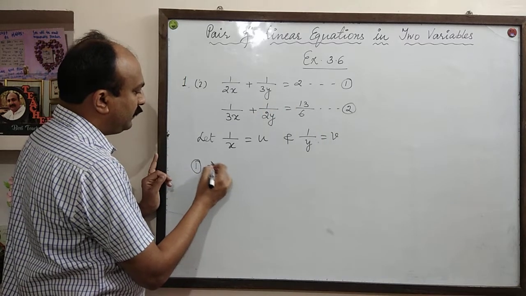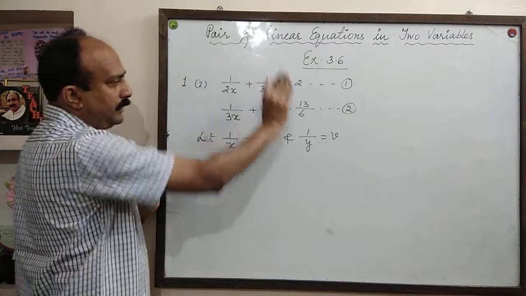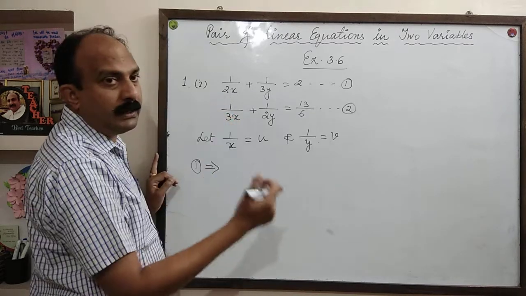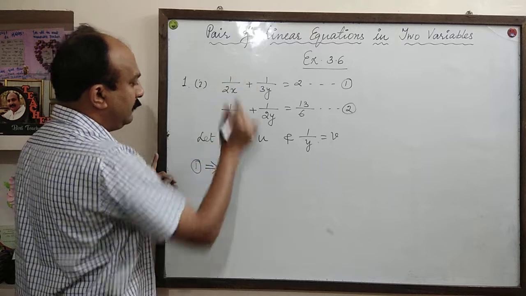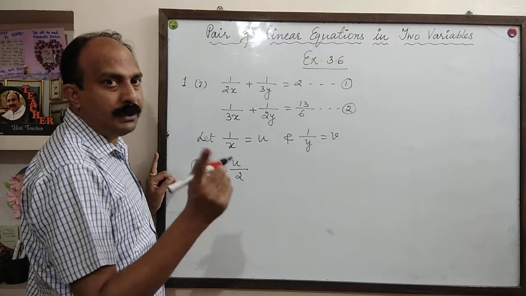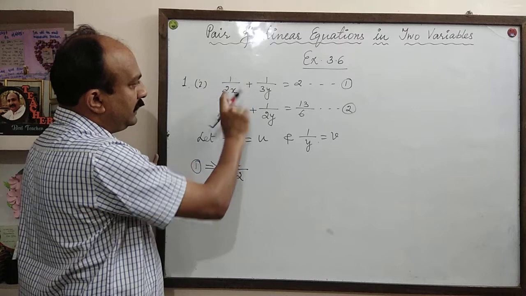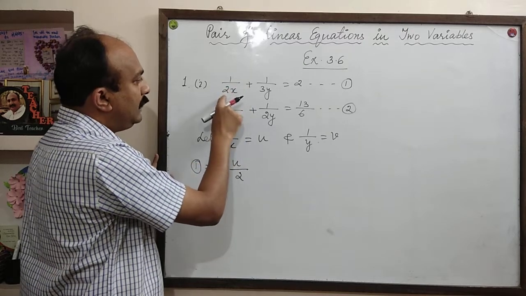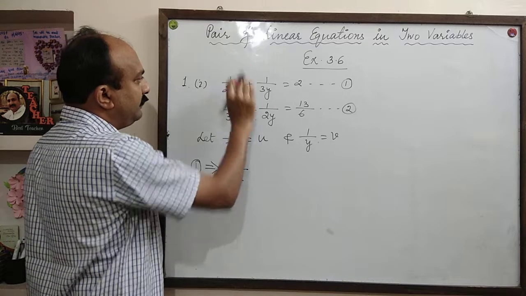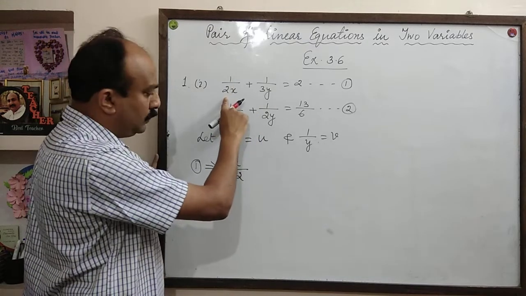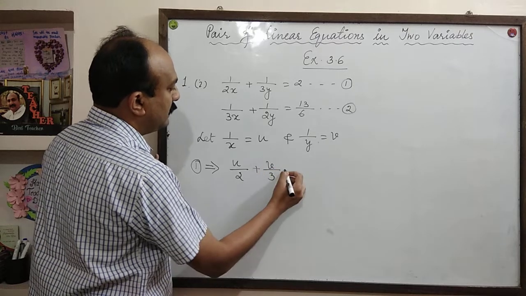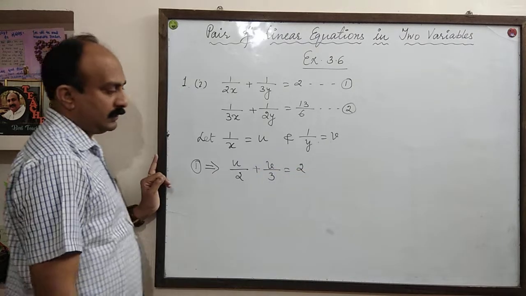Now equation 1 becomes: 1 upon x is removed, so what will be left out? 2 will be left out in the denominator, so it will become u upon 2. I hope you got it. Removing 1 upon x from this term, only 2 will be left in the denominator. So in place of 1 upon x, we will write u. So it will become u upon 2 plus v upon 3 is equal to 2.